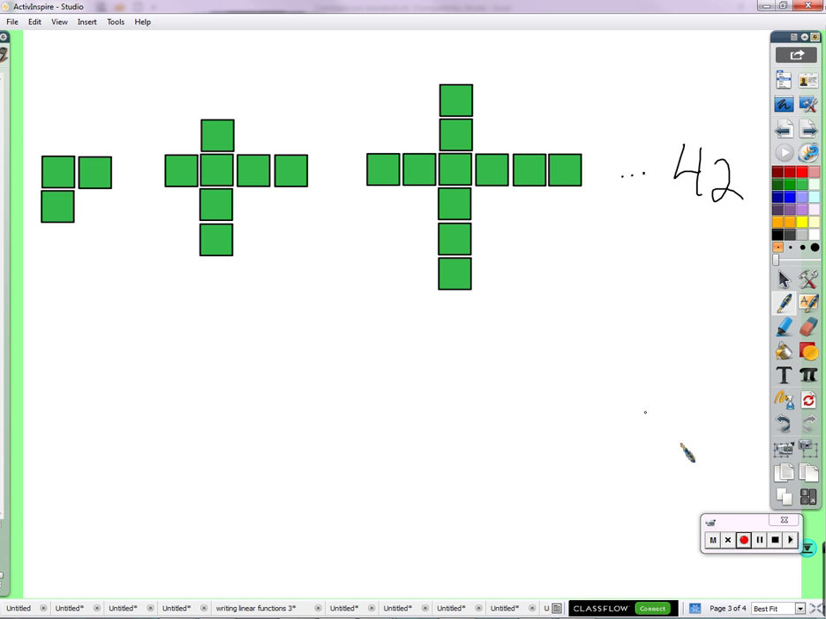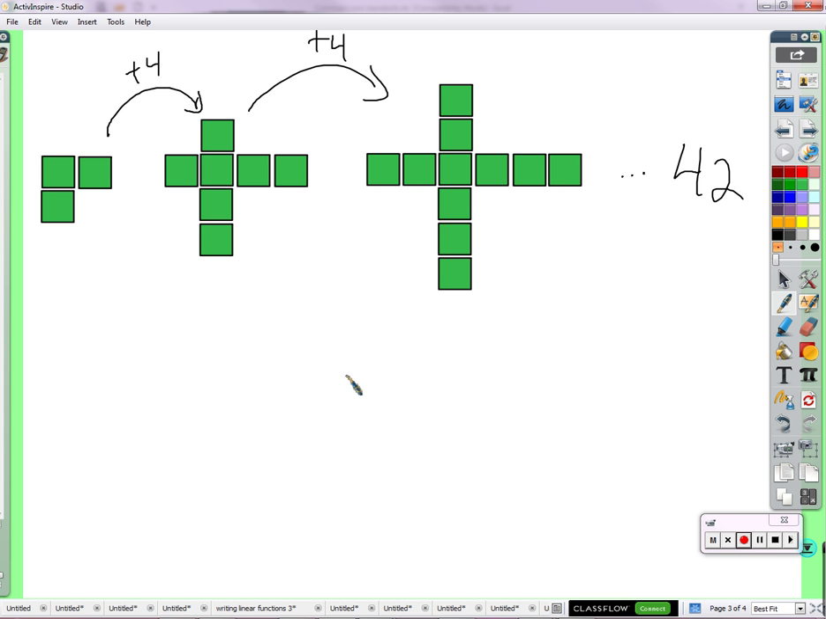Figure 42. All right, so start from scratch. Every time I go up, what happens? Four. Add on four. We add one up here, one down here, one on top, and one on the left. We add a total of four every time. If I do that pattern again, one here, one here, one here, one here, I add on four again.